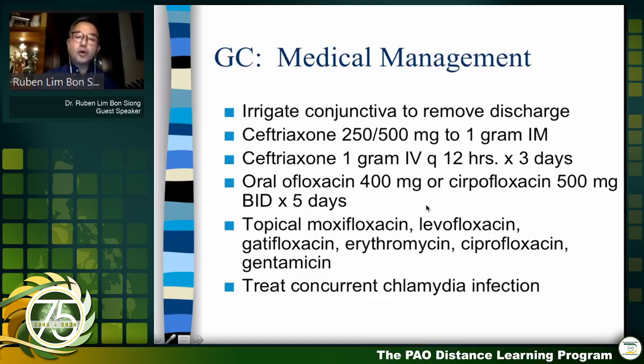Your other option, in case you're allergic to ceftriaxone, is ofloxacin or ciprofloxacin orally, 500 milligrams for 5 days. Topical, you can give a lot of the fluoroquinolones, so that's not a problem. At the same time, don't forget that a lot of these patients will have concomitant chlamydial infection. So aside from ceftriaxone, make sure you also give azithromycin 1 gram to treat the chlamydia.